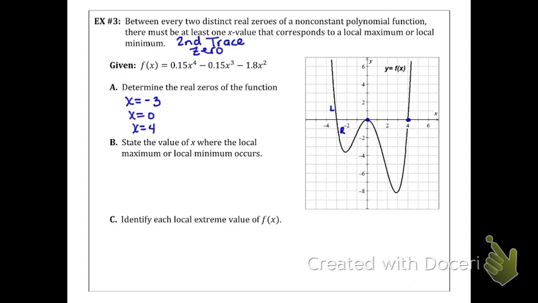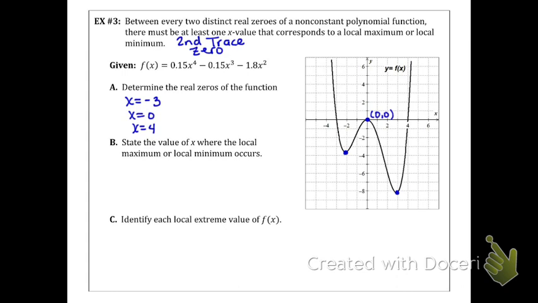B wants us to state the value of x where the local maximum or the local minimum occurs. So we're going to go through and find these local maximums and minimums, and then we're going to tell about their values, okay? All right, so I can see here this local maximum is at 0, 0, but I can't really tell what this one is and what that one is. So I'm going to use my calculator to find it.